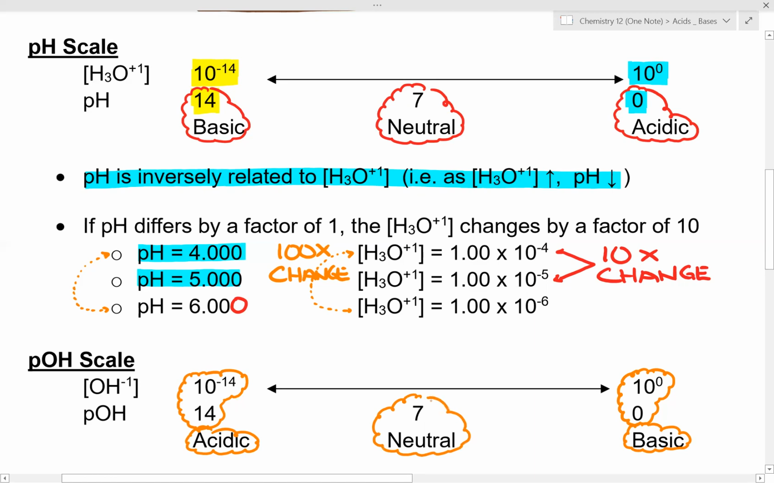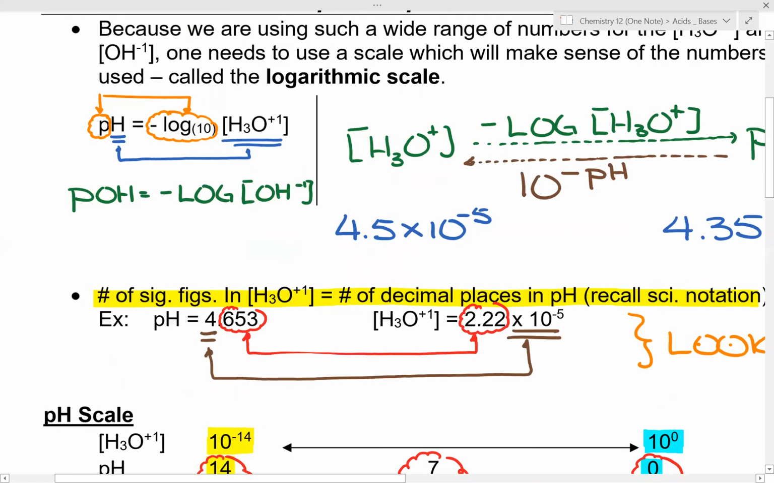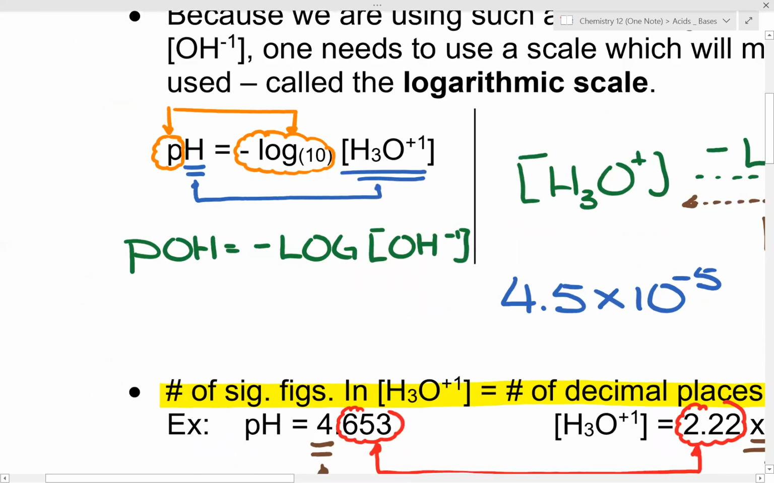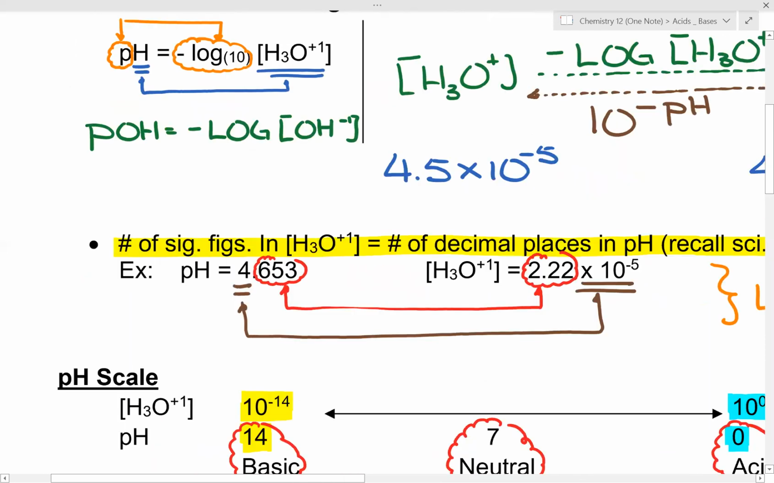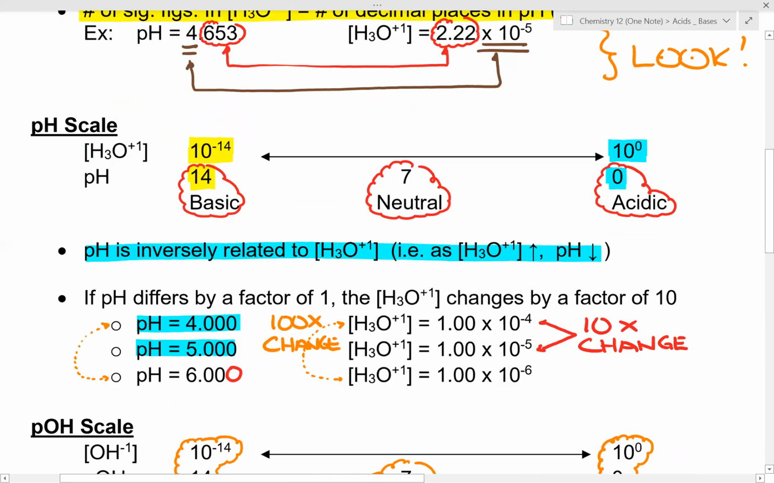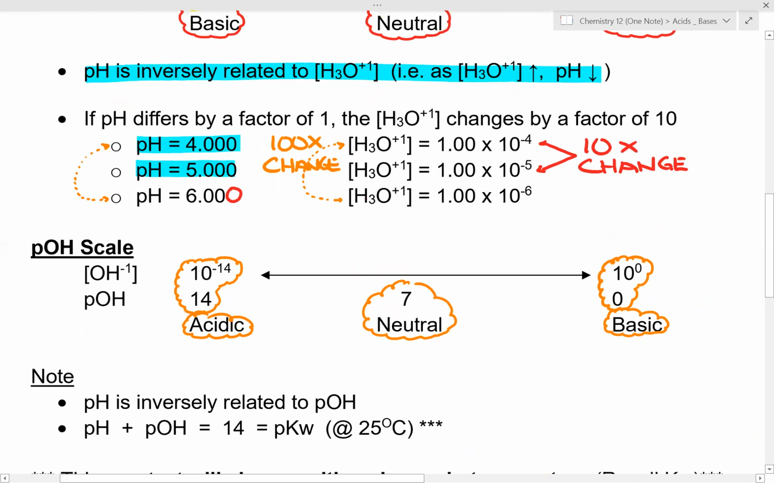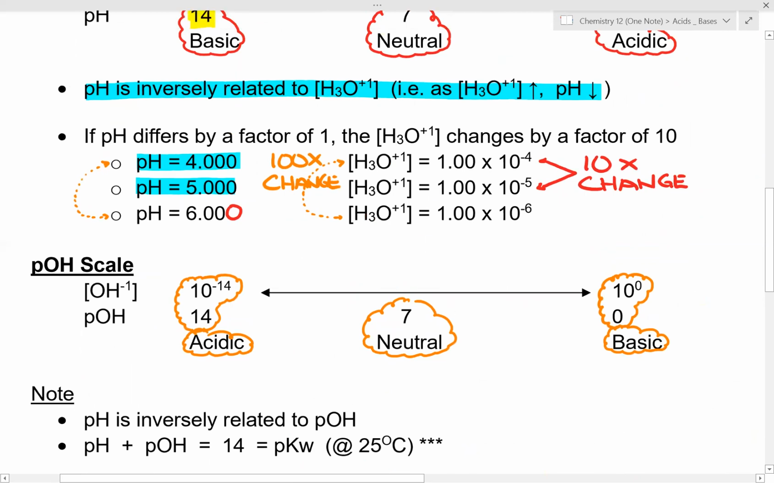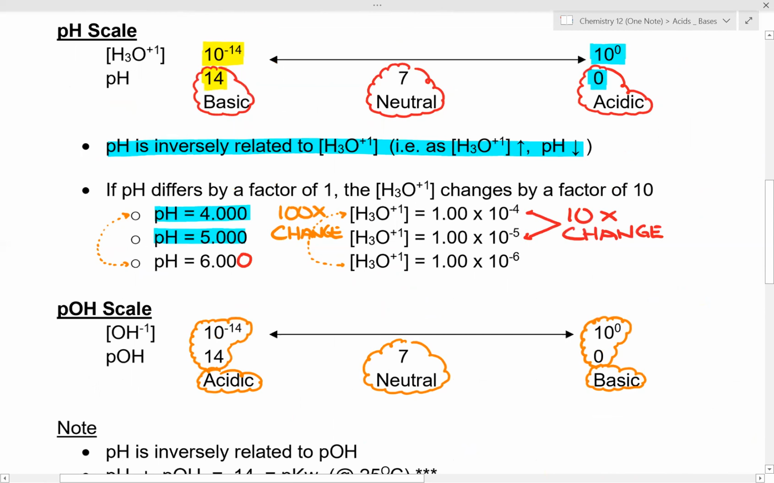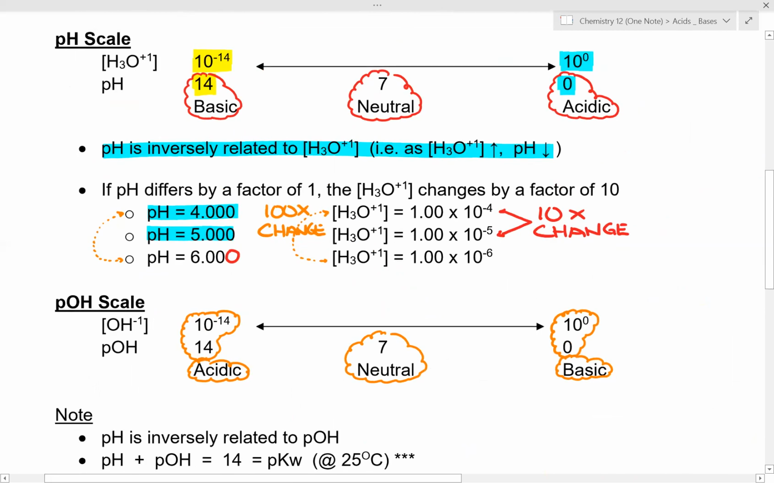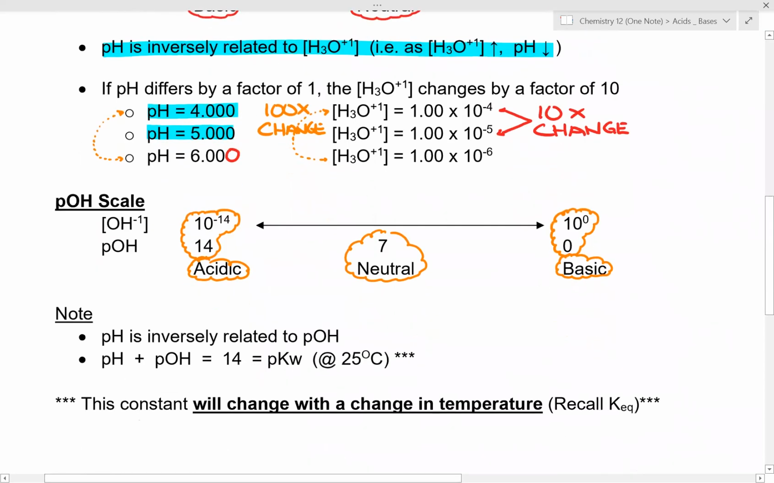Okay. And again, why do you have that inverse relationship? It is because the p just means negative log base 10. And the negative sort of flips that relationship inversely. Okay. Now, again, take a look. pH is inversely related to pOH. Notice as the pH goes up, as it goes from 0 to 14, the pOH goes down. And pH plus pOH is equal to 14, which is equal to pKw. And this is at 25 degrees Celsius.